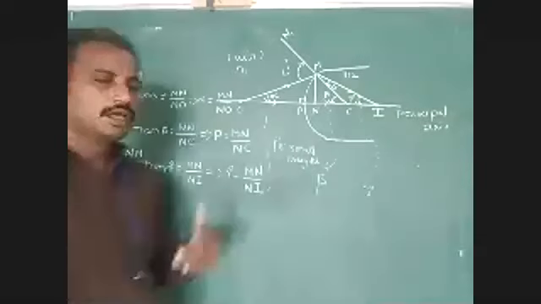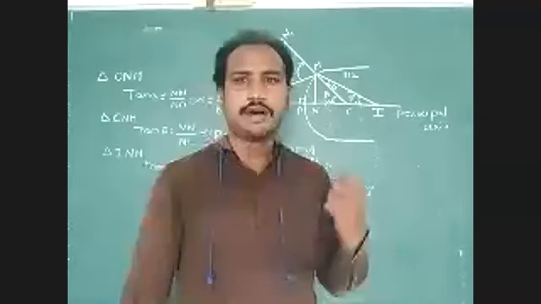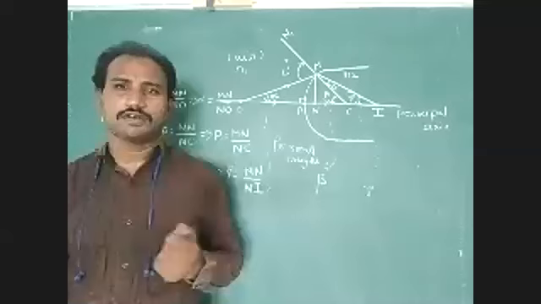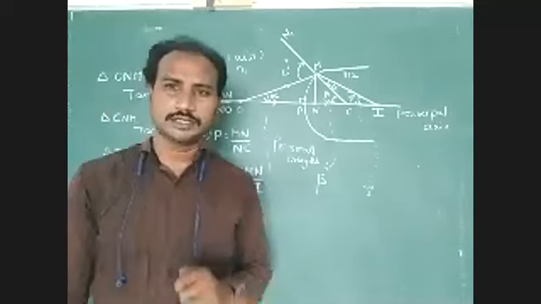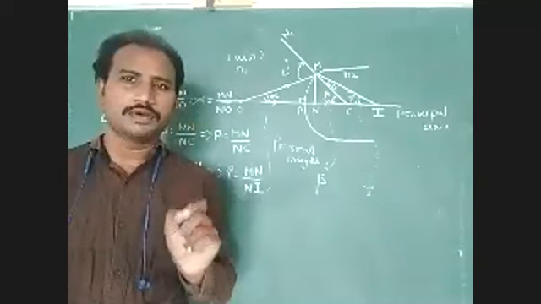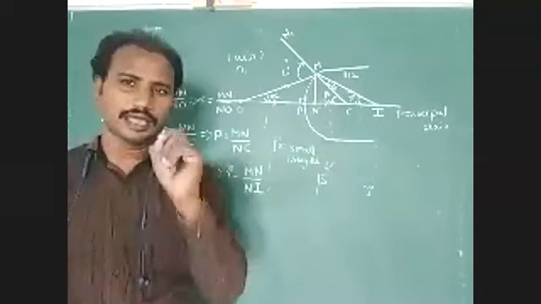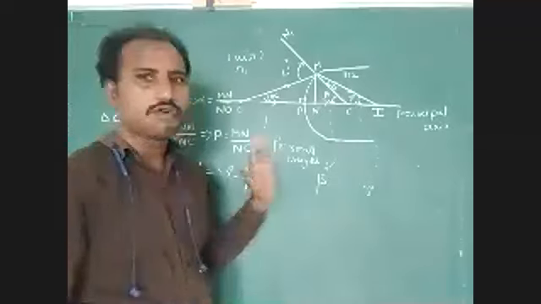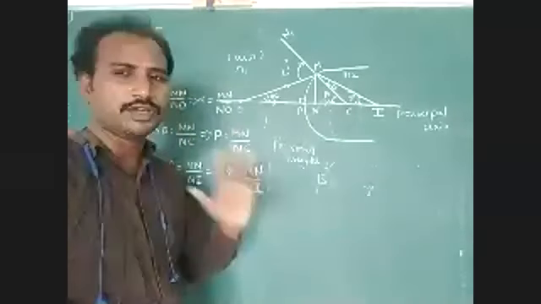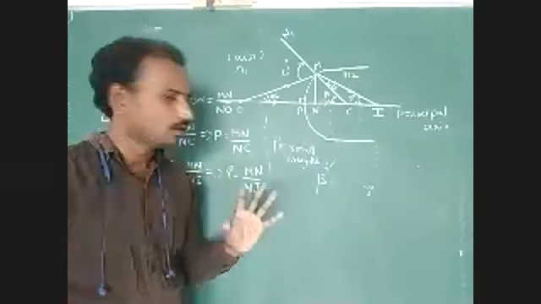Next, we have to find the object distance, radius of curvature, and image distance with the help of the sign convention rules. Everyone concentrate on these points, very, very important points.